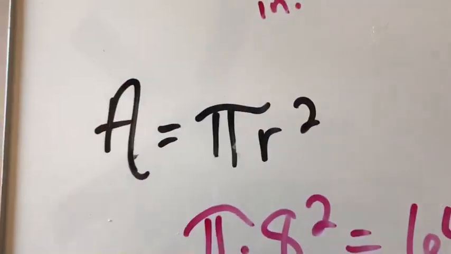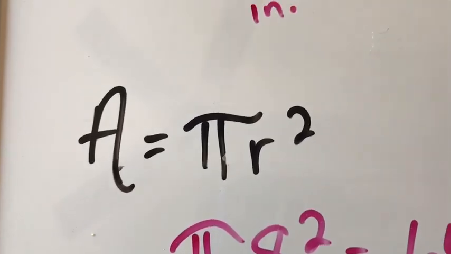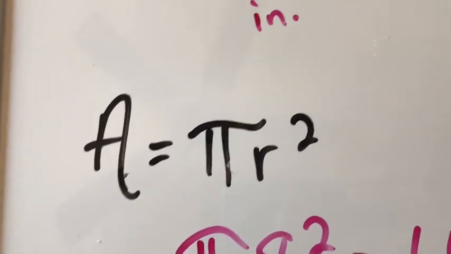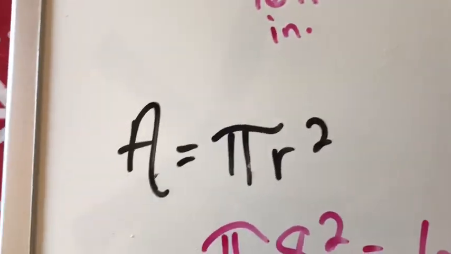And for the area of a circle, I always say that the area formula is a lie because it's pi r squared, but pi r not squared, pi r round.